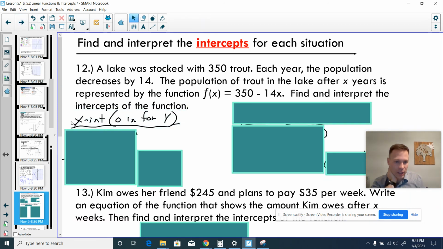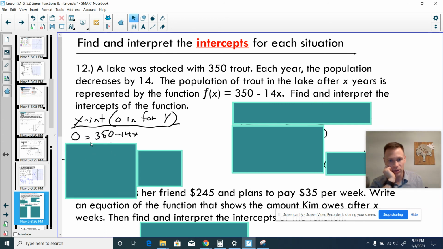Now we find our x-intercept, which means, again, we're going to substitute 0 in for y. So 0 goes in for the f of x value. It's not written in standard form this time. f of x, remember, means y, so I'm just substituting zero straight up. So I now have to solve for x.